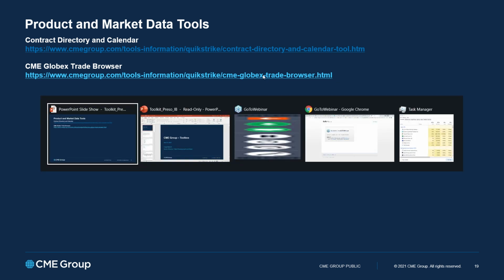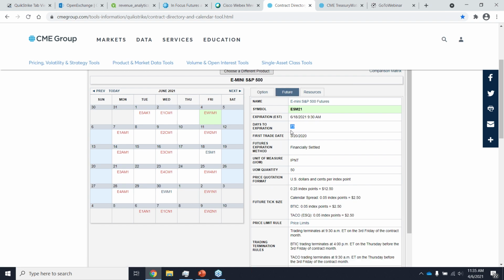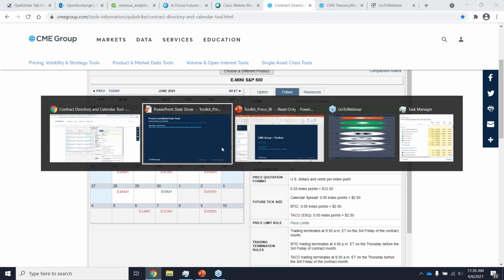I'm going to see if I can toggle over. This is a tool that I think is important to showcase, and it's elegant in its simplicity, really. What it does is it tells you all of the different expirations that we have in a given options market. In this case, I'm looking at the E-mini S&P 500 options.